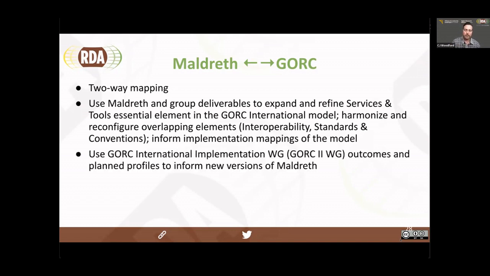On the reverse, the GORC International Model Working Group is going to be turning into the GORC International Implementation Working Group, or GORC 2. And our outcomes, which are many and need to be better refined, as well as from our planned profiles, should help inform new versions of Muldreth as well. And maybe more different categorizations of tools or different namings will come up.